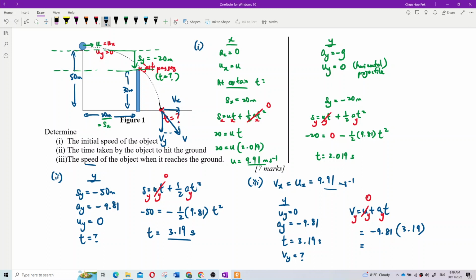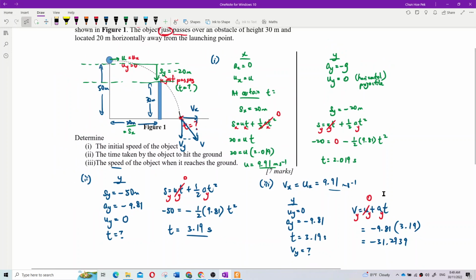Okay, so ay is negative 9.81, and the time is 3.19. So what's the answer? Negative 9.81 multiplied by 3.19. So negative 31.2939. Let's put more decimal places. Okay, so I got my vy and vx.